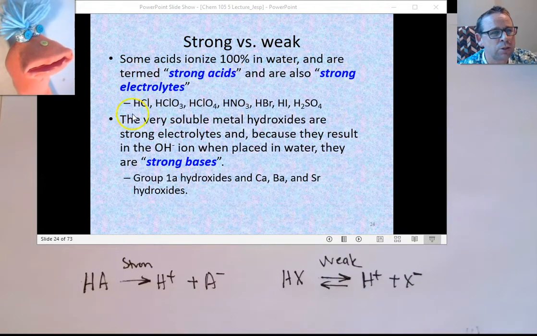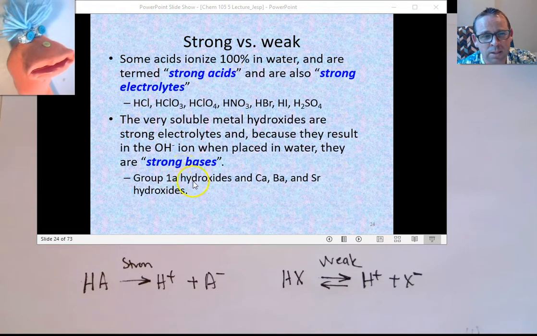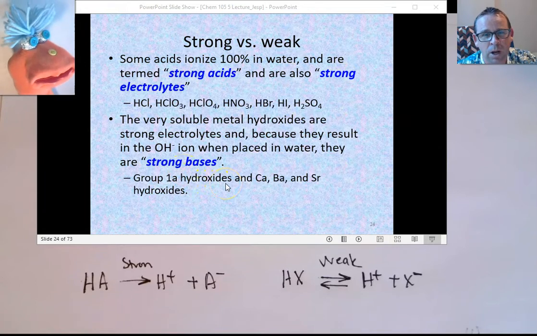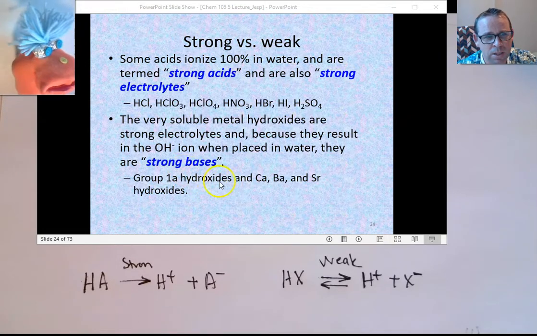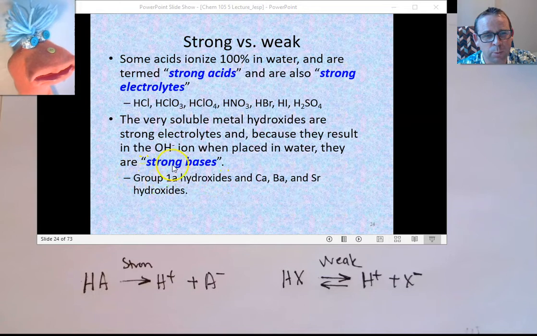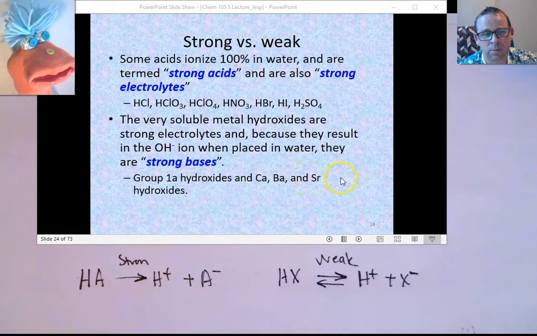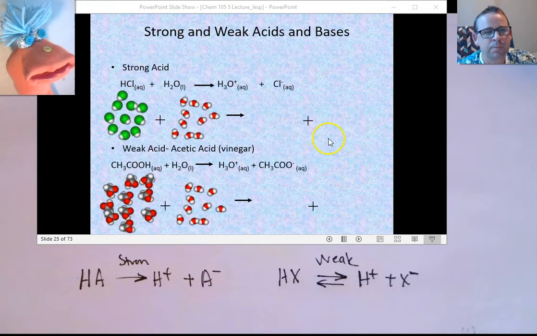Okay? Strong bases, as we mentioned previously, are group 1 hydroxides, so ionic compounds that contain hydroxide and metals from group 1A, which are our alkali metals, or calcium, barium, and strontium. Okay? And that means these ionic compounds that contain hydroxide ion, when placed in water, will release that hydroxide ion.